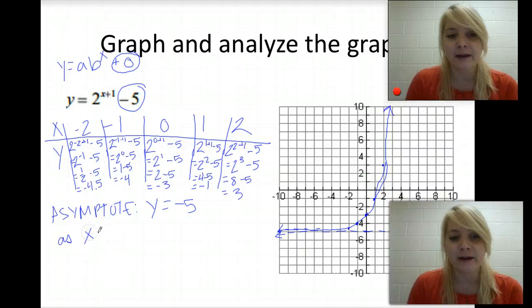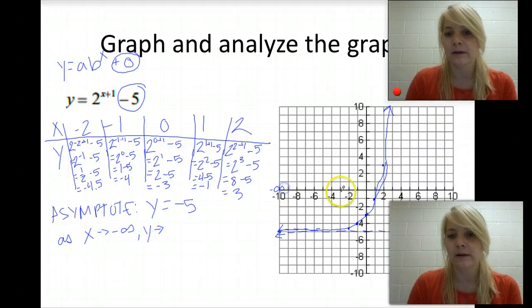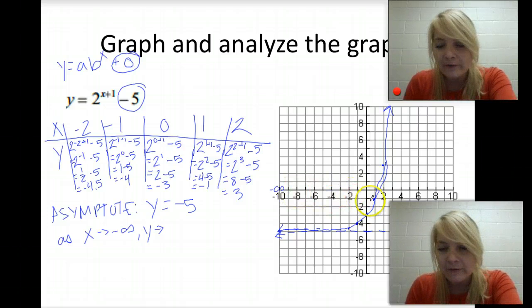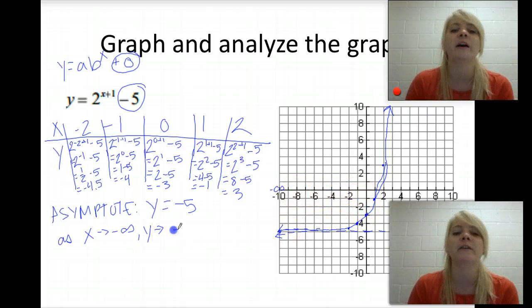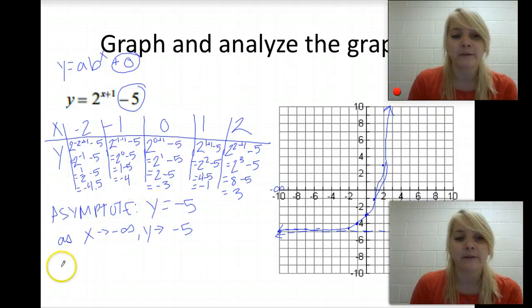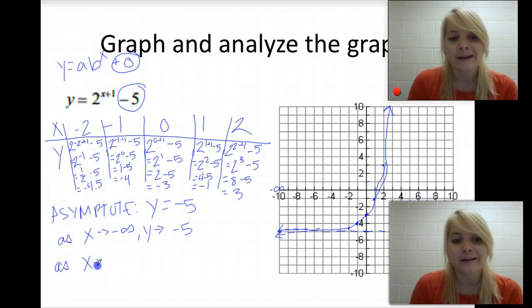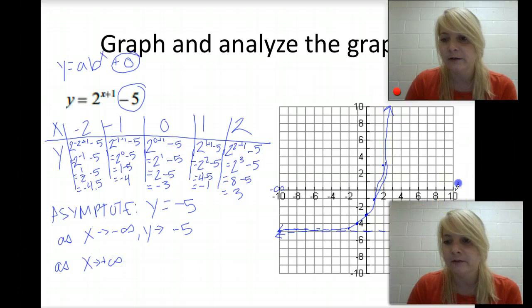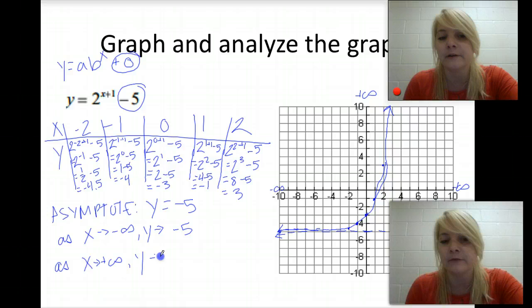All right, so as x approaches -infinity, our y value is approaching -5. So once again, it's reflective of that asymptote. As x approaches positive infinity, our y value is approaching positive infinity as well.